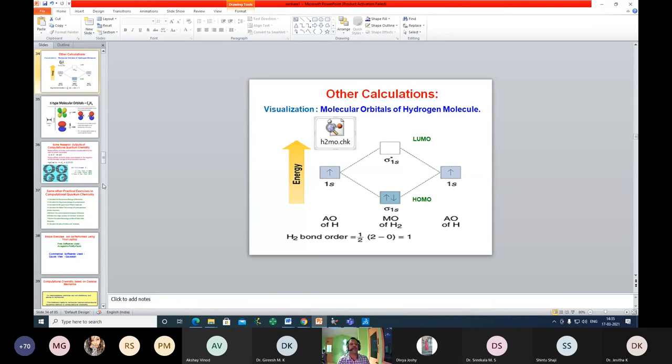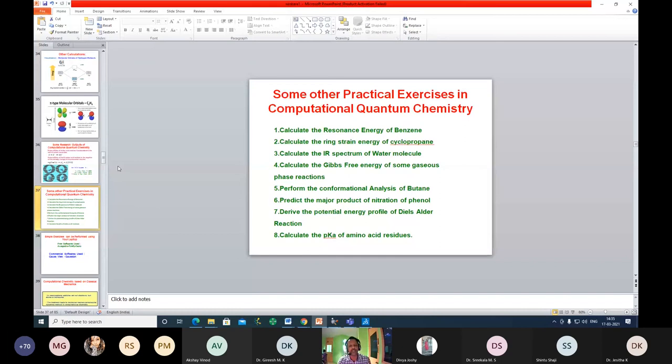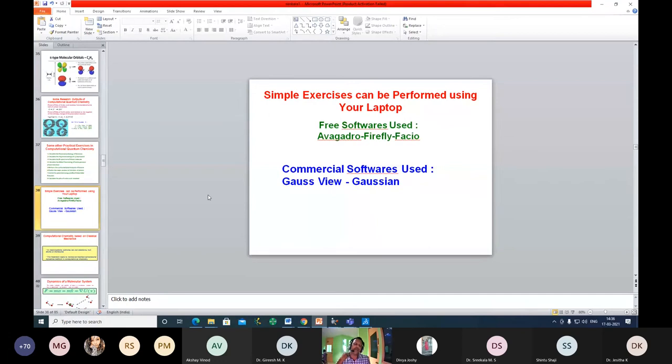So a lot of other experiments you can even do using your laptop, without the help of commercial software like Gaussian. You can do a lot of calculations. Our MSc students are doing these types: calculate the resonance energy of benzene, calculate the ring strain energy of cyclopropane, calculate the IR spectrum of the water molecule, calculate the Gibbs free energy of some gas phase reactions, perform the conformation analysis of butane. A lot and lot of calculations we are performing using these computational quantum chemistry methods. Even using free software, Avogadro, Firefly, and WebMO. I think your MSc students are familiar with Firefly and Avogadro software. Anyway, you can perform these types of simple calculations using these computational quantum chemistry methods.